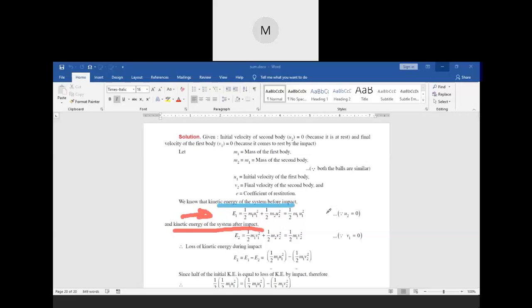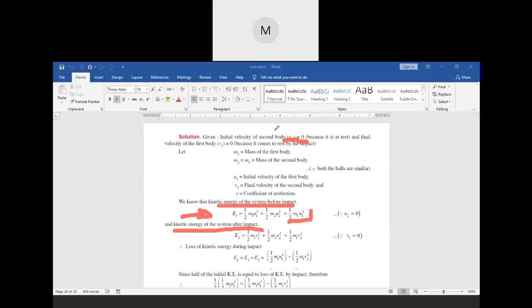Now m1, you all know it is having some velocity. That is why we are keeping it as u1. Now u2 is 0, as you know, because the second body was at rest initially. From this part, the second body was at rest, right? So if the second body is at rest, that is why we are getting this equation. That means we are getting half of m1 u1 squared.